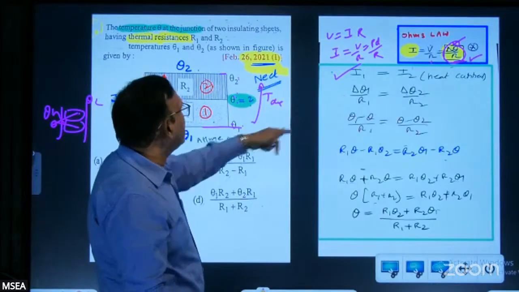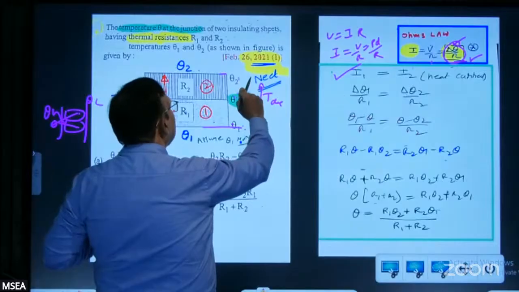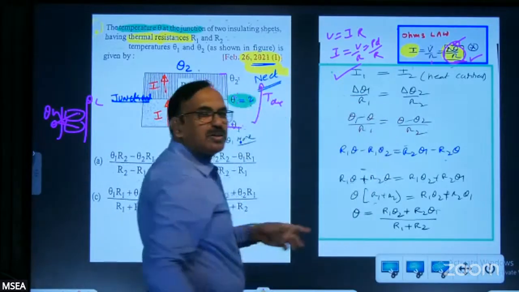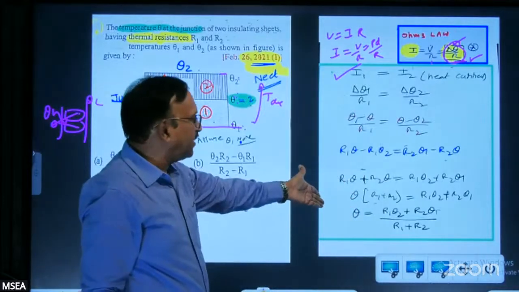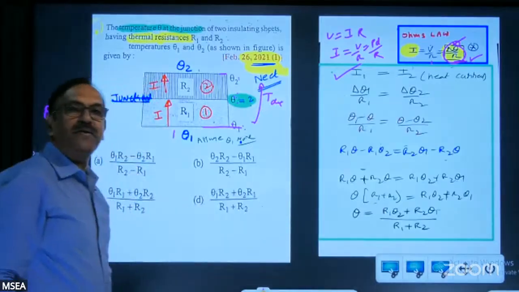Then the only thing is about temperature difference, high minus low: theta 1 minus theta, and this is theta minus theta 2, by R1, R2. Remaining things is cross multiplication and doing simplification. That is straightforward. You will get that answer.